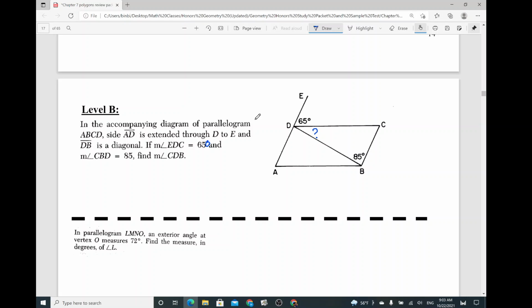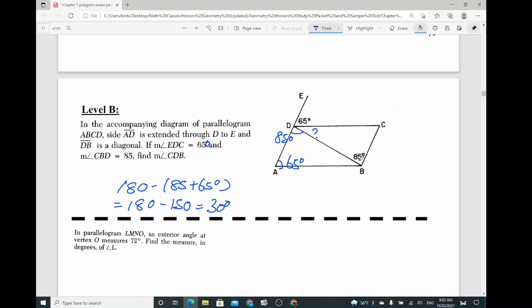One thing we notice: if this one is 65 degrees, then this angle down here on the bottom will be 65 degrees as well. If this one is 85 degrees, then this angle is also 85 degrees. To get this angle, this is a linear pair, or once you combine all three of these angles together, it's 180. So 180 minus the sum of 85 and 65. 85 plus 65 is 150. Subtract, so it's 30 degrees.